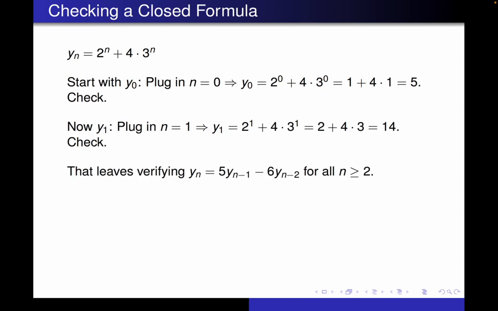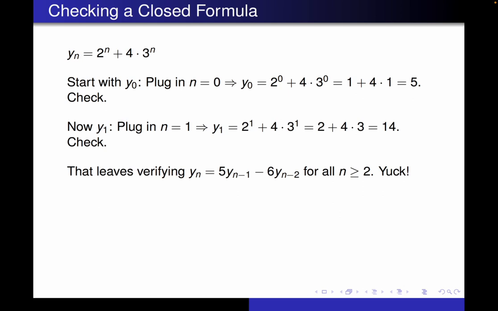Well, the next one is going to be a bit of work. We're going to need to verify that for all n greater than or equal to 2, and by the way, that's a lot of terms. That's infinitely many terms that we've got to check. We've got to check that yn equals 5 times yn minus 1 minus 6 times yn minus 2.